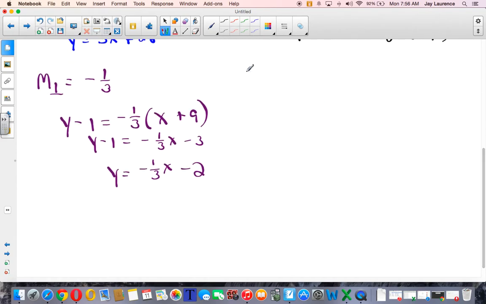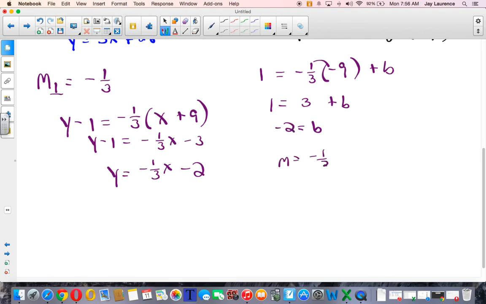Now again, I could have done it another way. I could have said, well, let's see, y was 1, I'm doing y equals mx plus b, excuse me, slope-intercept form. Negative 1/3 times negative 9 plus b, multiplying here would yield 1 equals 3 plus b. Solving for b will get me negative 2. So now I know my slope is negative 1/3, and I know my y-intercept is negative 2, and if I write that equation, certainly I'll get this.